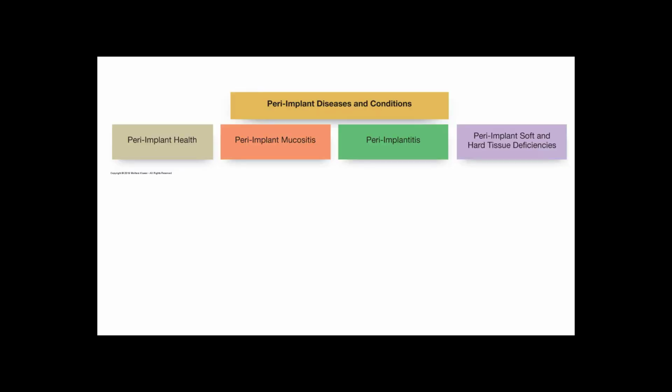Peri-implant diseases and conditions. You will learn more in depth about these conditions and diseases when you study Chapter 9 in your periodontal textbook. However, we're just going to take a quick look at these four. The 1999 classification system did not account for implant diseases at all. This was a big reason that that system needed to be updated.